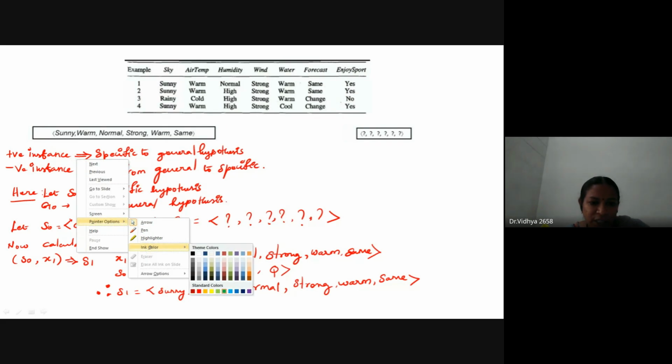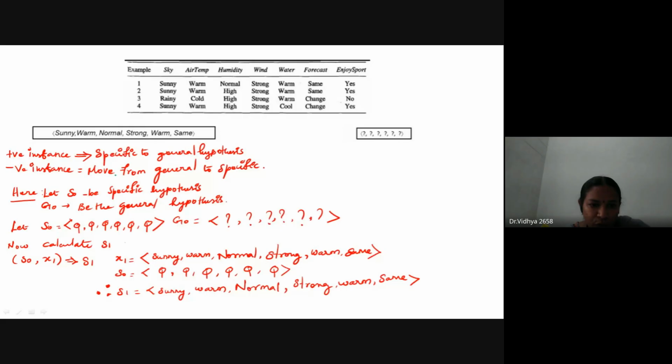Okay, if the instance is negative, then we have to move from general to specific. Instance is negative means we need to move from general to specific. Okay, so S0 and G0 we have already seen that. Then we are supposed to calculate S1.